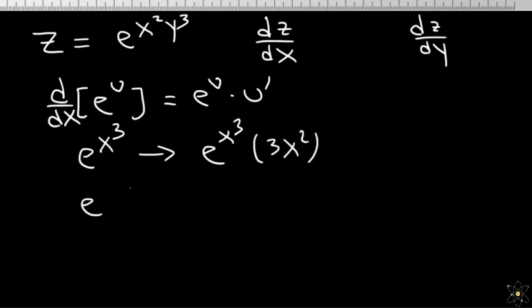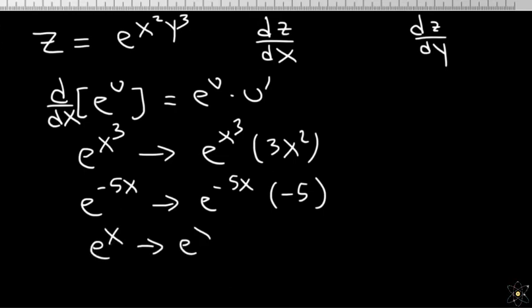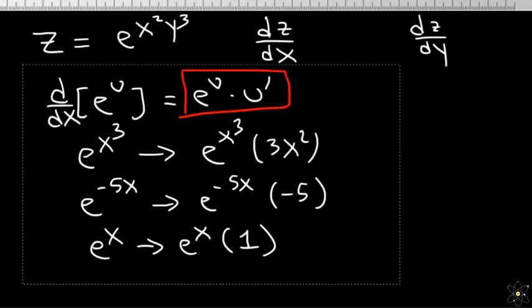So if we want to find the derivative of e to the negative 5x, it's going to be e to the negative 5x times negative 5. And e to the x is going to be the same thing times the derivative of x, which is 1. So I want to give you some examples so you know how to use this formula. Now let's apply that to the problem that we have.